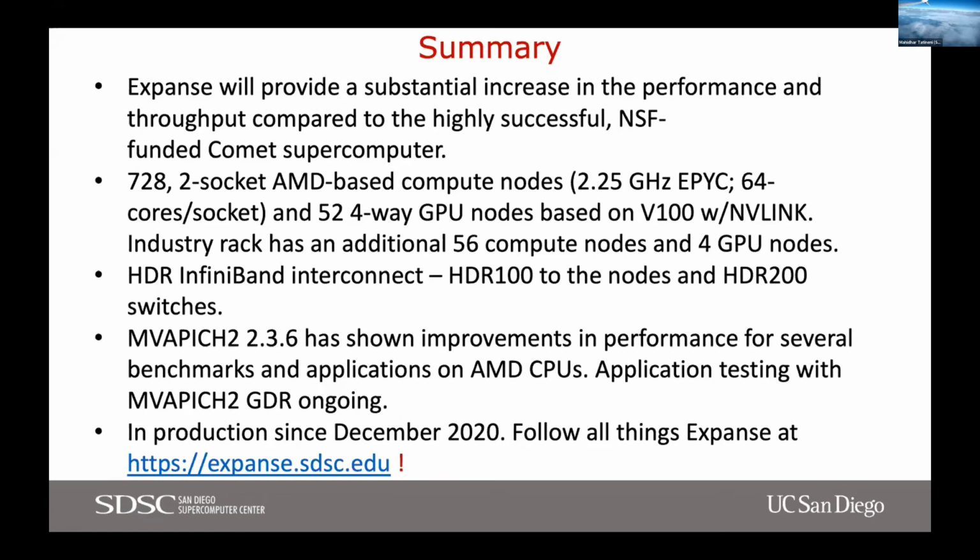There are two sets of racks, basically the NSF funded racks, which is the 13 original racks with 728 compute nodes and 52 GPU nodes, and then the industry rack that just got added. And we have HDR InfiniBand going, 100 to the nodes and 200 switches on the top of the rack. And on MVAPICH 2.3.6 early results, it looks like there are improvements in performance for a lot of the benchmarks and applications. So we'll do a lot more testing, of course, with this.